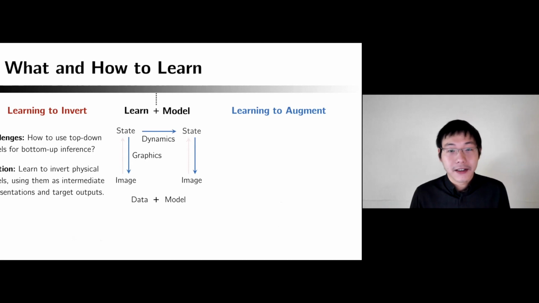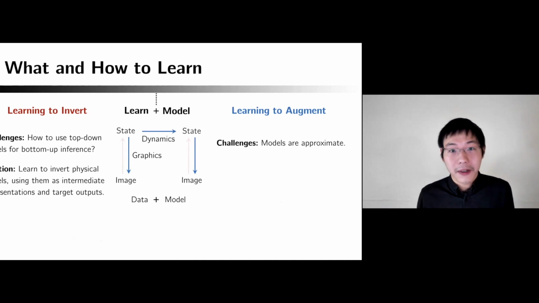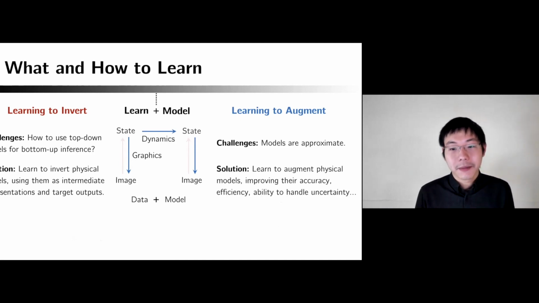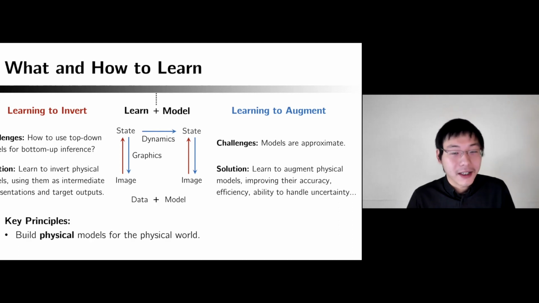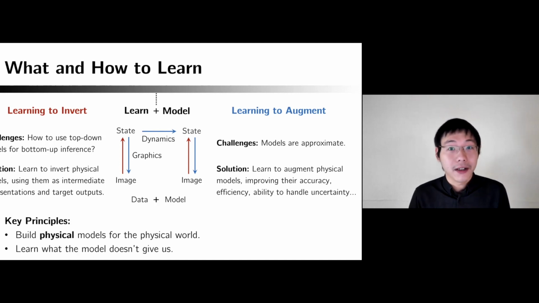And the other direction, we call learning to augment. We said models are always approximate, and most likely they're deterministic. But our world is stochastic. So we can use machine learning to augment physical models to make them more accurate, more efficient, and able to handle uncertainty. So hopefully, putting them together, you're able to get both the power of the data and the power of the model. The key principle behind it is to think about the physical model that is governing the physical world, build those models, and use learning to learn what the model doesn't give us. Okay, so in the following part of my talk, I'm going to give a few concrete examples of how we may use learning to either invert a model or to augment a model.